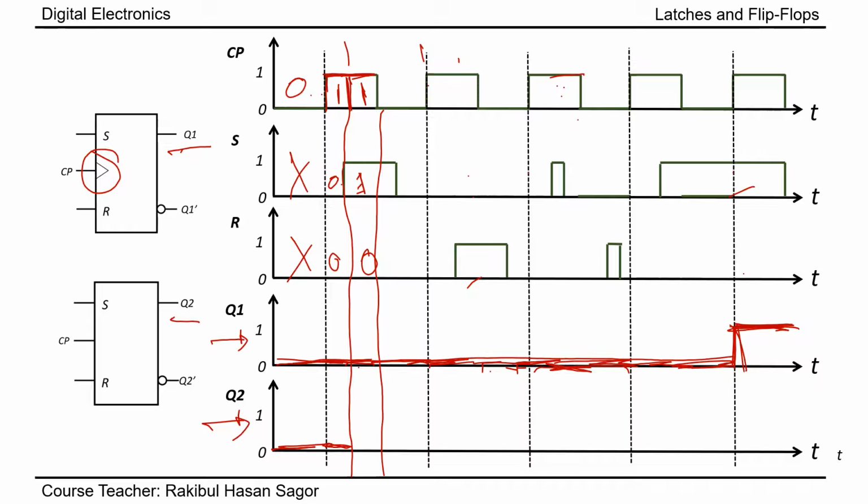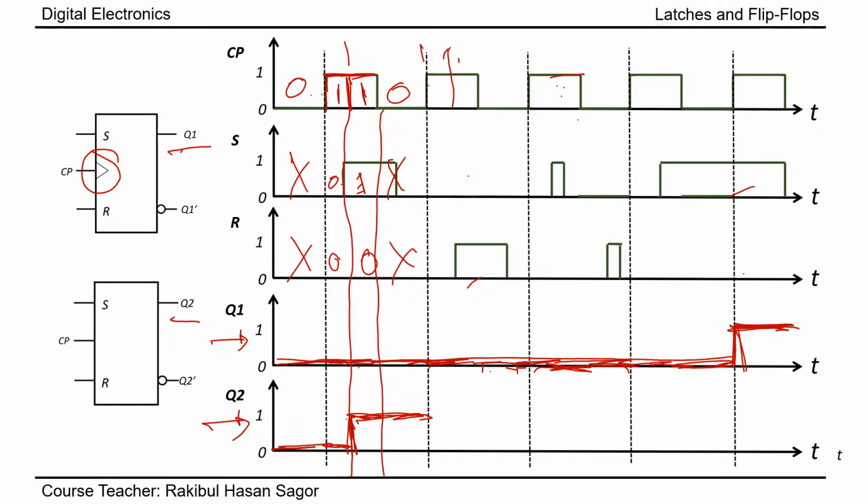S equal to 1 and R equal to 0. What will it return? It will return the set output. So at this moment, the output Q2 will go from 0 to 1, set output. Again, here clock pulse equal to 0, we do not care about these inputs, it will hold the previous value. Okay, fine. Now, in this line, clock pulse goes from 0 to 1.